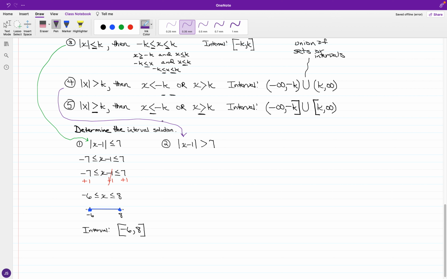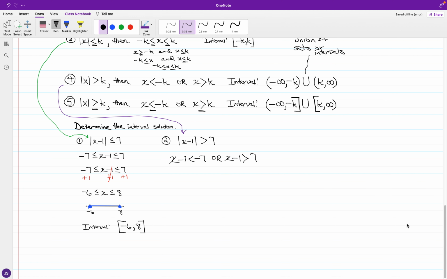to apply. And once you take out the absolute value notation, we're going to have inequalities going in opposite directions. And so for what we have in this case, at the lower end, we're going to have x minus 1 is less than negative 7, or x minus 1 is greater than 7.